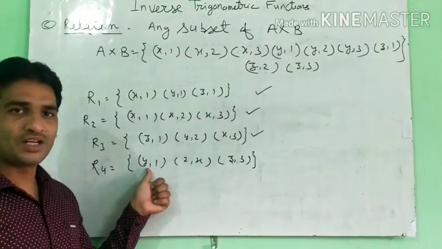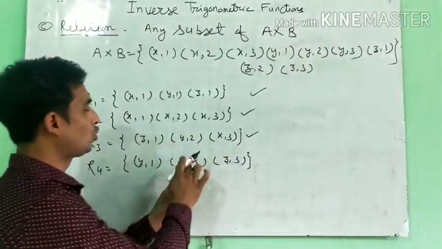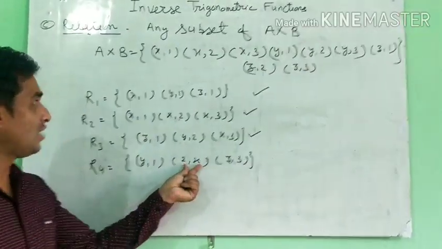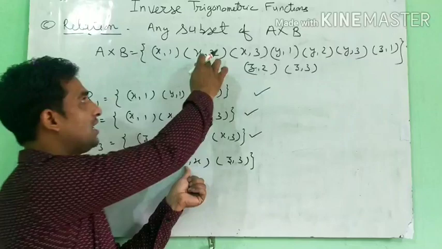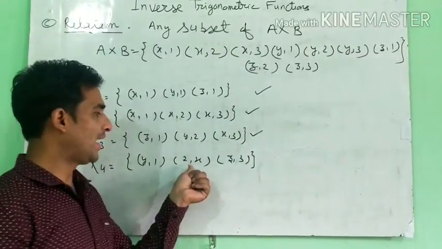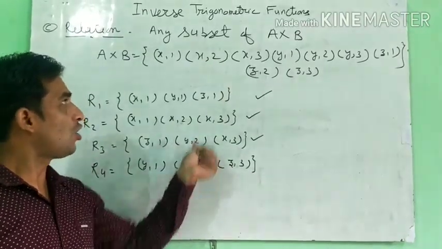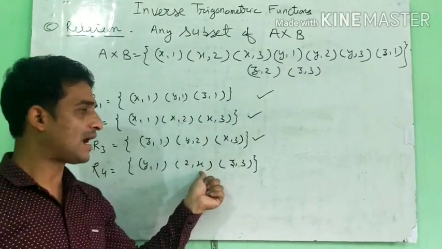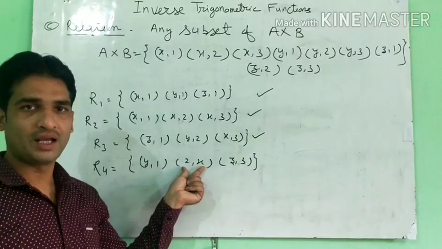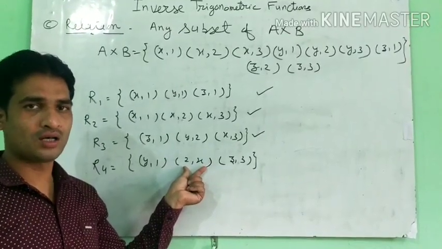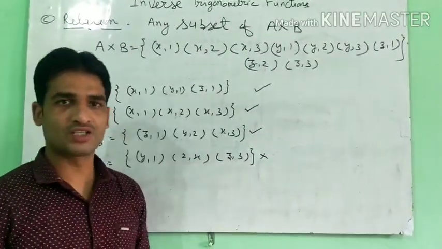Now I consider fourth example (y,1), (2,x), (z,3). (2,x) is an element which does not belong to A cross B because this element is (x,2) and this is (2,x). It means you cannot change the order. So (x,2) and (2,x) are different and this element does not belong to A cross B, and hence it is not a subset of A cross B. Therefore, it is not a relation.